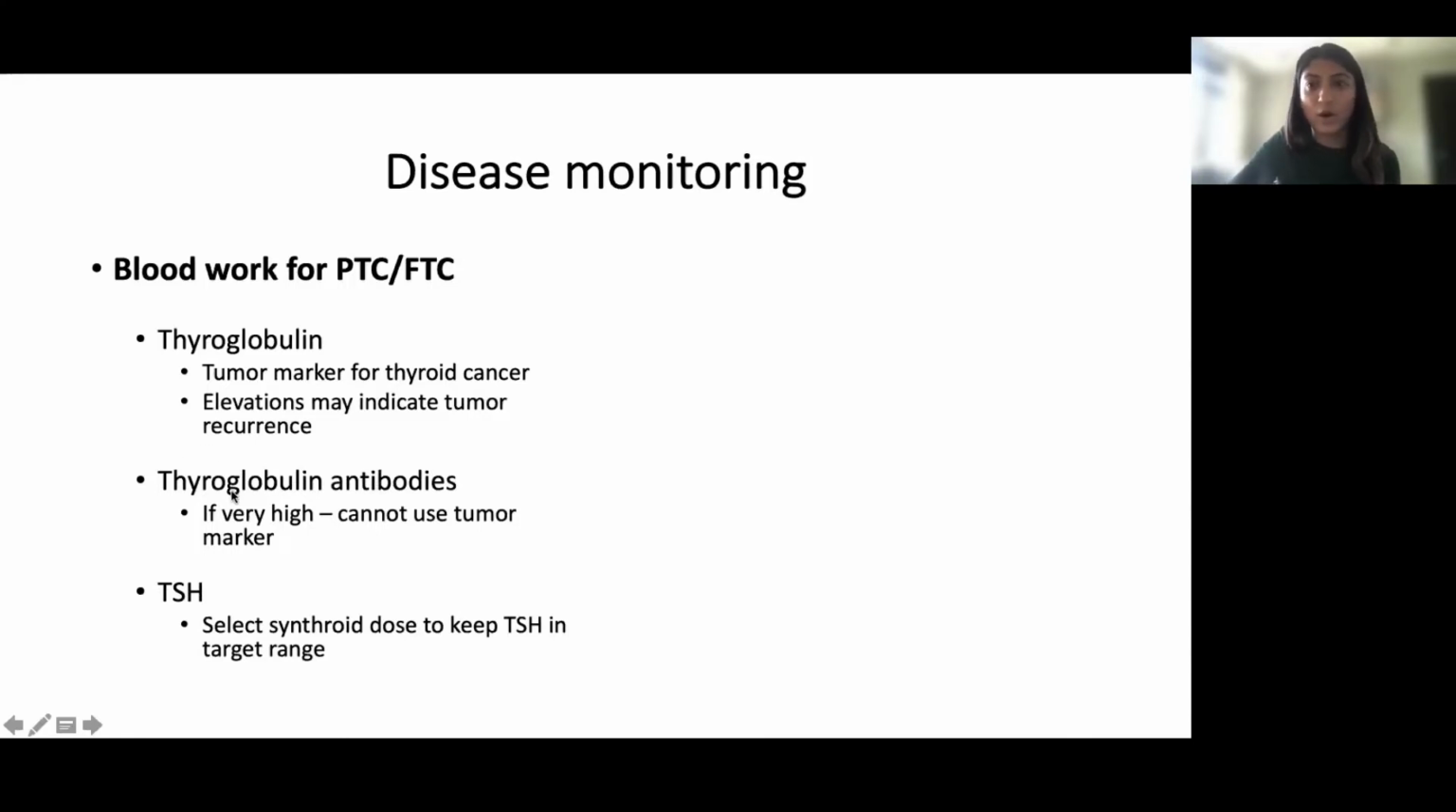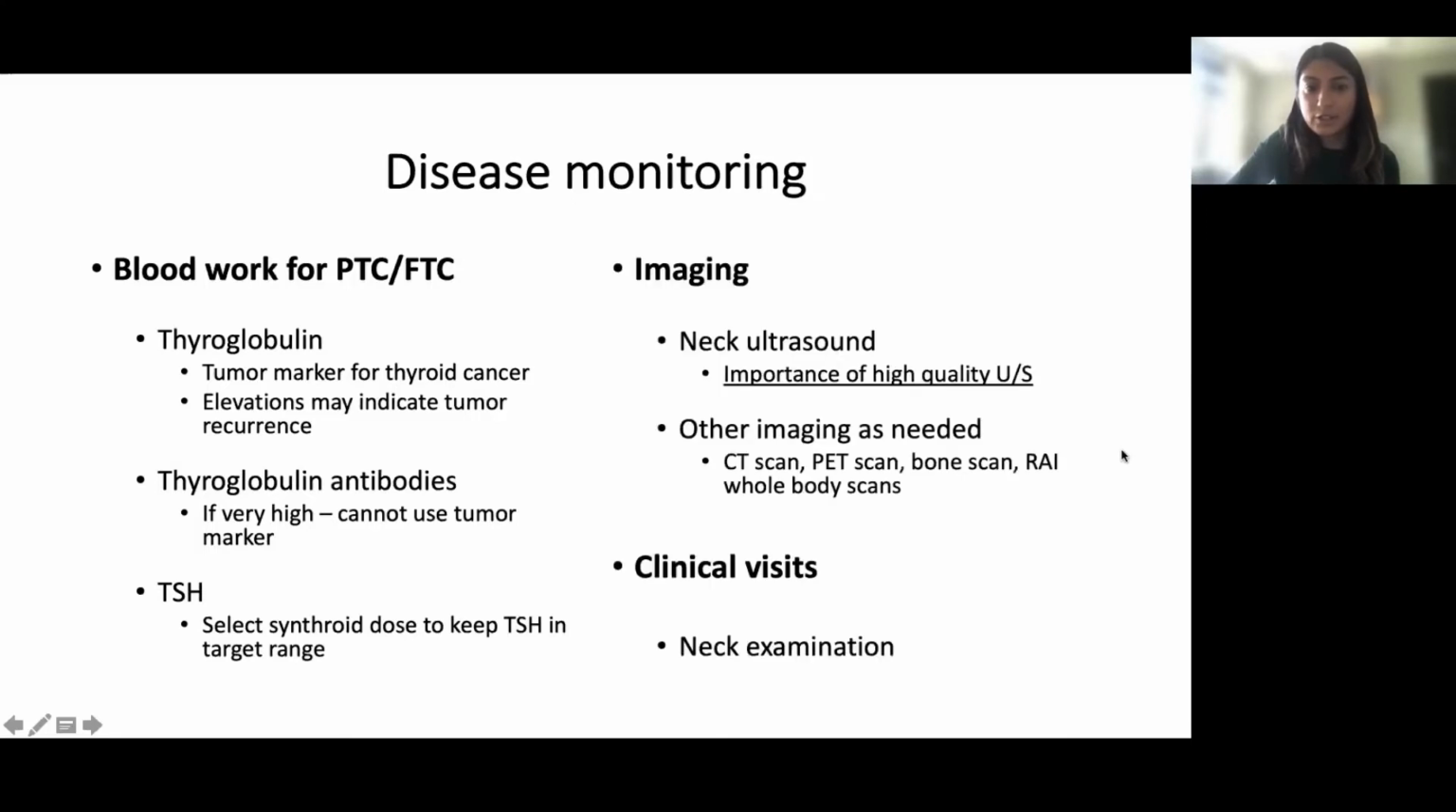So the other thing that we always order with the thyroglobulin are thyroglobulin antibodies. And the best way to think about the antibodies is if they go super high, you just can't really rely on the tumor marker anymore. You can't use it as a tumor marker. So that's really why we do this test, is just to make sure that the tumor marker is reliable. And then the final thing in the blood work that we would do is a TSH, and that's because it helps us select the synthroid dose that's best for you, for your body, and also for the suppression of the thyroid cancer. And so we would try to keep your TSH in the target range, and I'll go over the target ranges coming up. So that's the blood work. The other way that we monitor is through imaging.